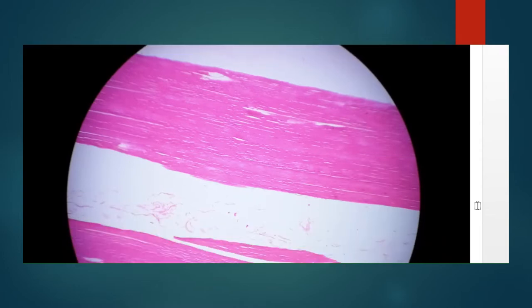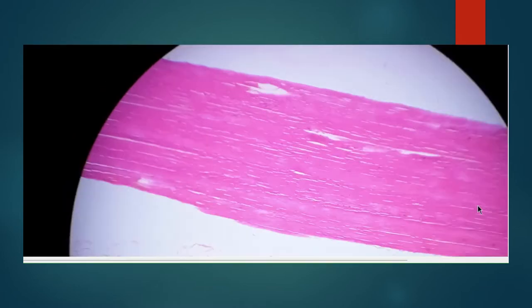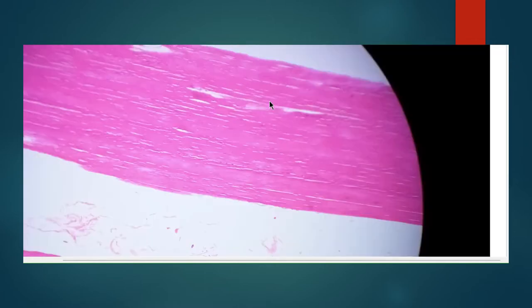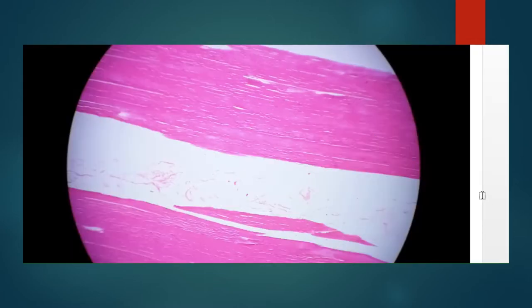Coming to this, what is this slide? Let us see that. In this particular slide, we can identify muscles. These are longitudinally arranged muscle bundles. These are nothing but your skeletal muscle bundles. Now can you see the nucleus here? The nucleus is peripherally placed. So peripherally placed multinucleated cells, that is nothing but your skeletal muscle.